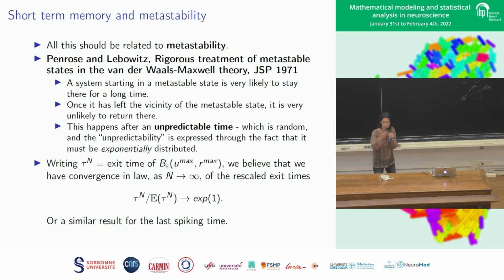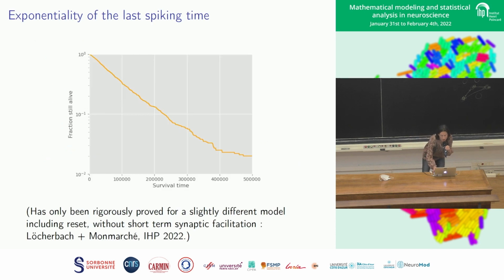We believe that this is true in our model, but once more, or a similar result for the last spiking time, because I showed you the result by Alini and Guilherme. There is a last spiking time, so the last spiking time divided by its expectation also should converge to some exponential one distributed random variable. We see this still on our simulations. Of course, we can't really prove it because n is finite.